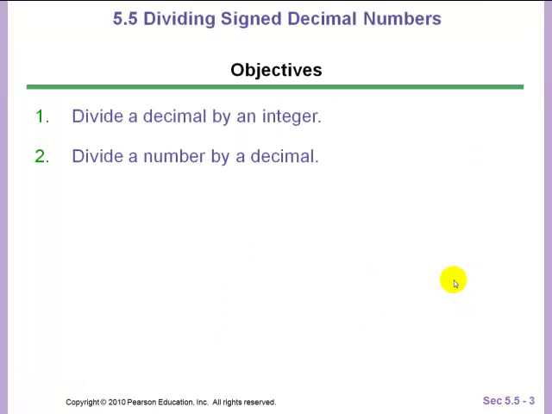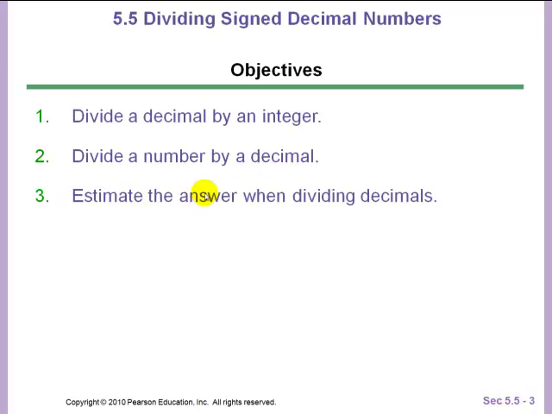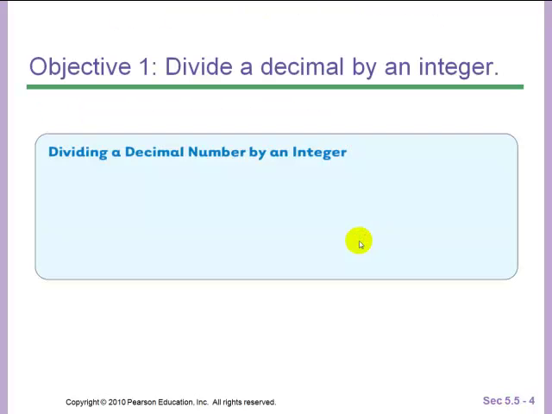Our objectives: 1. To divide a decimal by an integer. 2. To divide a number by a decimal. 3. To estimate the answer when dividing decimals. And 4. To use the order of operations with decimals.